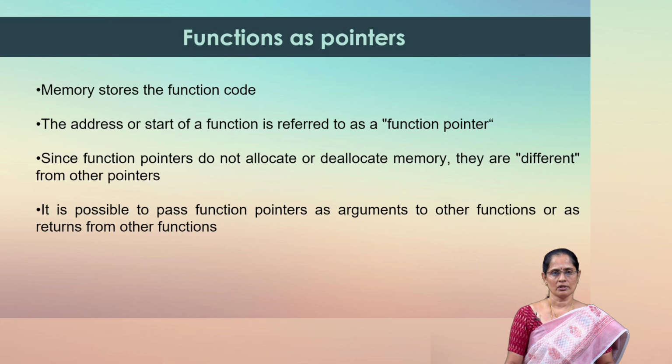What is the use of going for function pointers? Memory stores the function code. The address or start of a function is referred to as the function pointer, and function pointers do not allocate or deallocate memory. They are different from other pointers. They do not do anything. They will just be pointing to the address from where the function starts or begins. It is possible to pass function pointers as arguments to other functions. It can even return pointers as return values. It is all possible with pointers. We will see one by one.